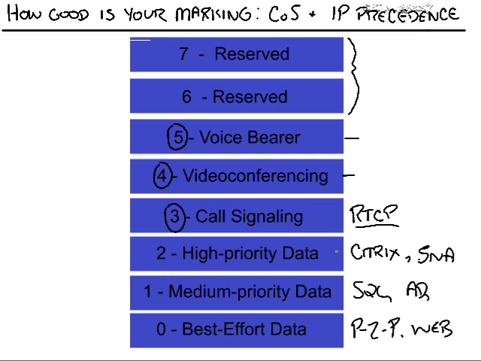For example, maybe we have Citrix and SNA traffic, and SNA is slightly more important than Citrix. Well, we can't really define that here. Both of them are going to be tagged with 2, so they're both going to be treated the same throughout the rest of the network. We needed something more flexible. That's where DSCP came about.